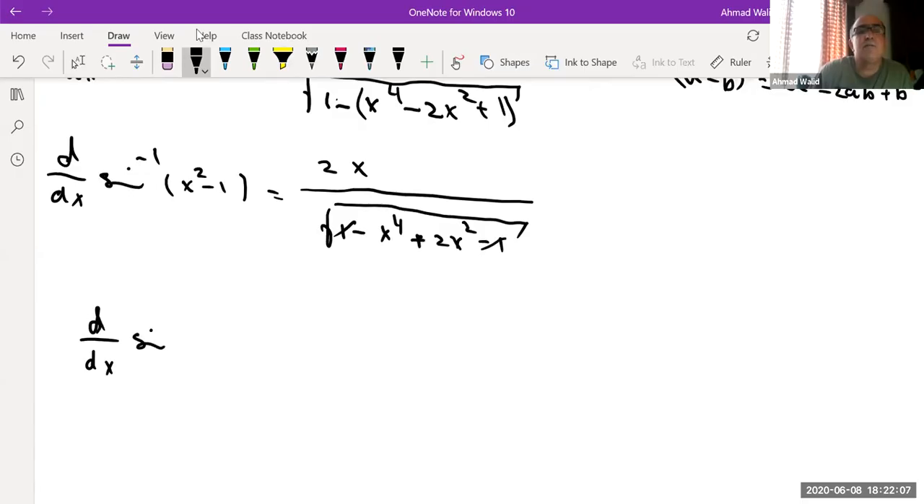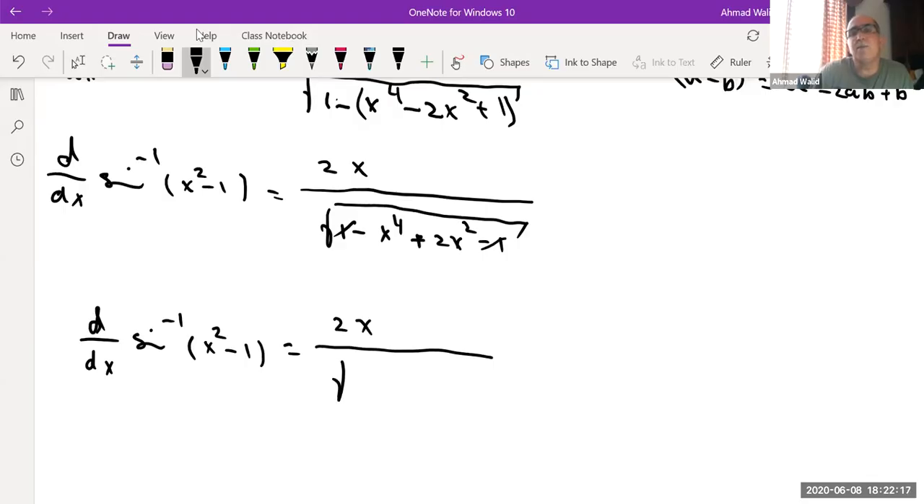d/dx of inverse sine of (x squared minus 1) equals 2x over the square root of, if I write this in a nice order, 2x squared minus x to the power of 4. I will stop here, but again, you can see x squared is common. If you take x squared as common, you can cancel the x and simplify this problem more. But in your book, they stopped up to this. If we come up to here, it's still okay.